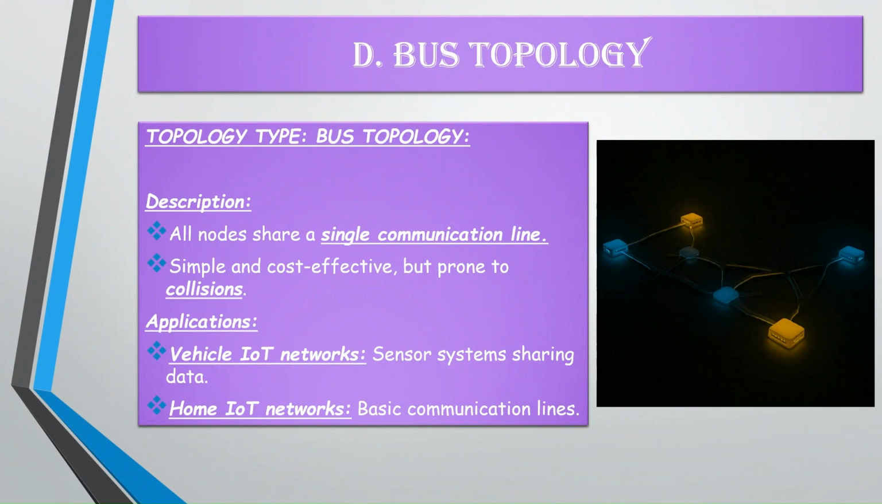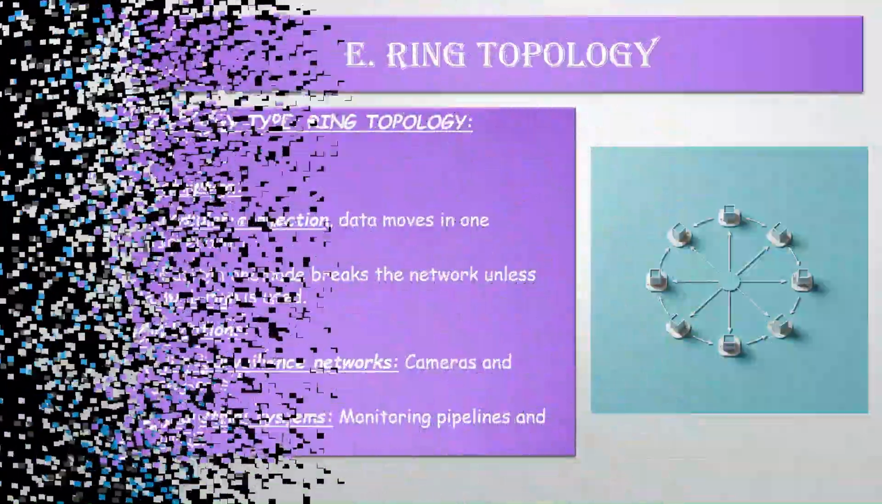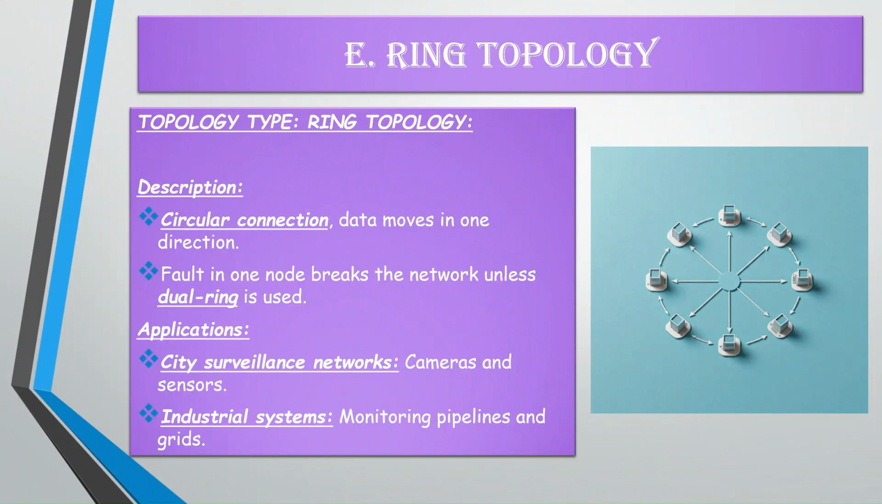Our final topology for today is the ring topology. In a ring topology, devices are connected in a circular fashion, forming a closed loop. Data travels in a single direction around the ring, passing through each device until it reaches its intended destination.